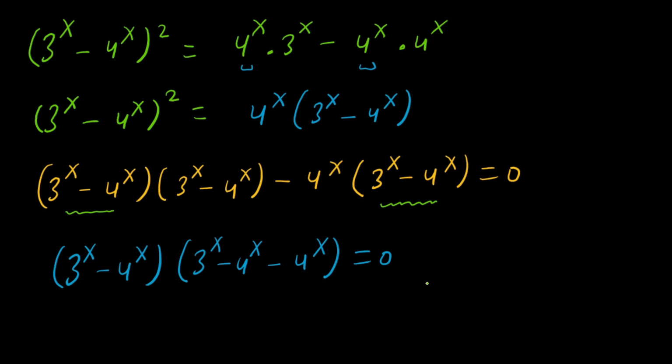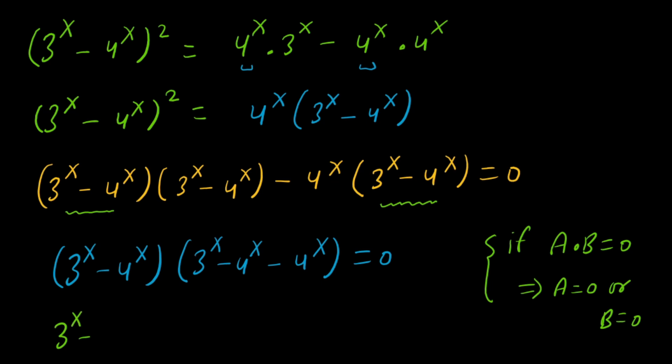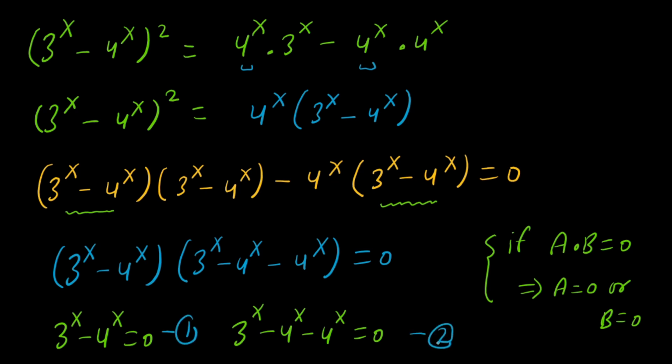Now we know that if a times b equals 0, this implies a equals 0 or b equals 0. If we apply this rule, then we can say 3^x − 4^x equals 0, and here 3^x − 4^x − 4^x equals 0. Let us consider this case first and this case second. Now first we will solve case first.